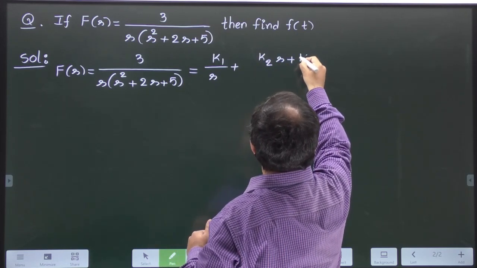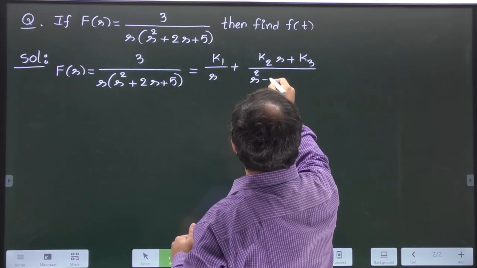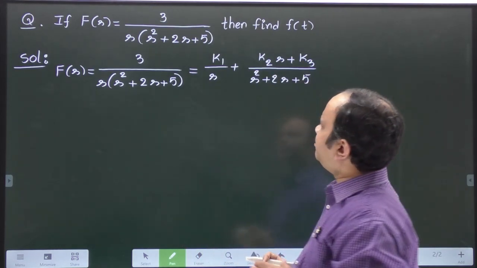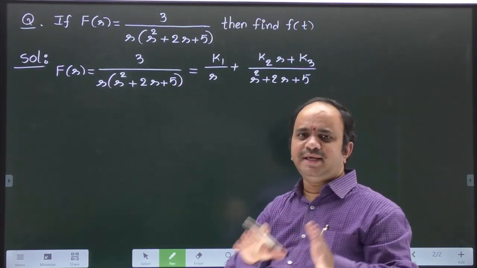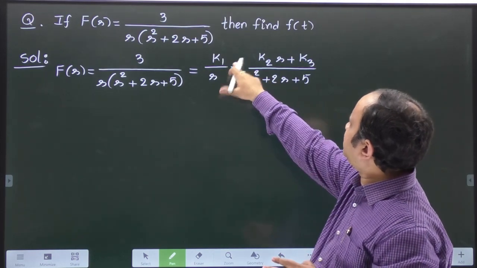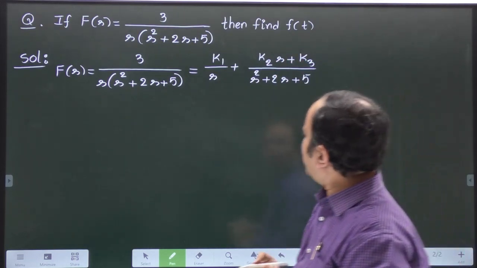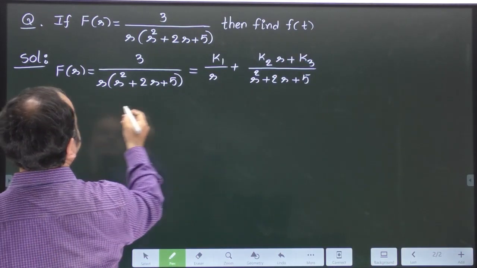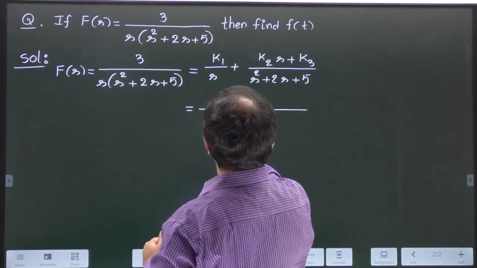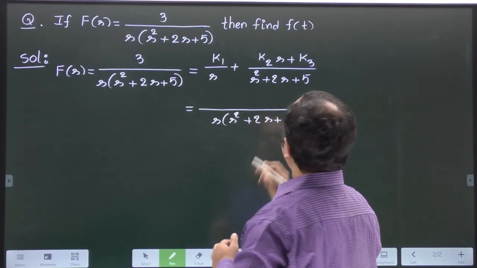When you conclude the roots are complex numbers, you can express the partial fractions like this: k1 by s plus (k2 s plus k3) divided by the given polynomial. So, the overall function is expressed as a sum of two terms, with partial fraction coefficients in this form. Once you have that, let us take the LCM in the denominator, s into (s square plus 2s plus 5).